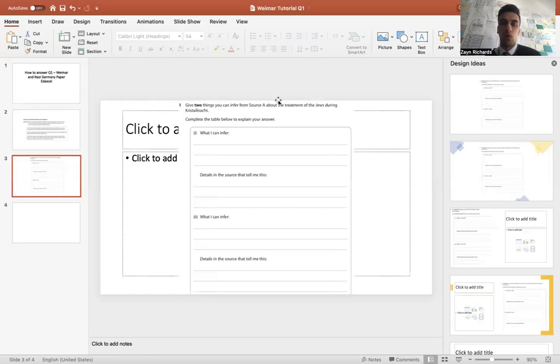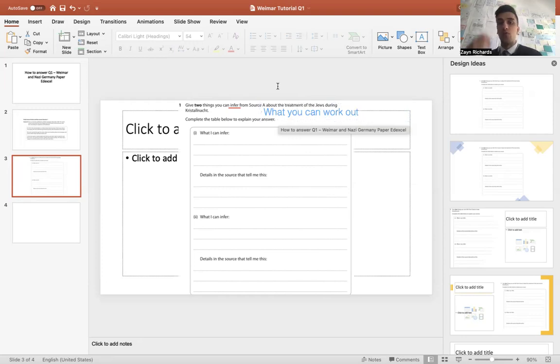Okay. So the first thing we need to be aware of when we're answering this question is what the word infer means. So infer means what you can work out. Just make a note of that there for you on the screen.